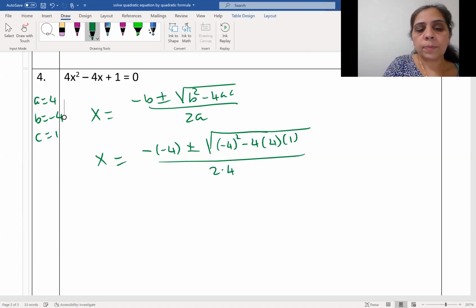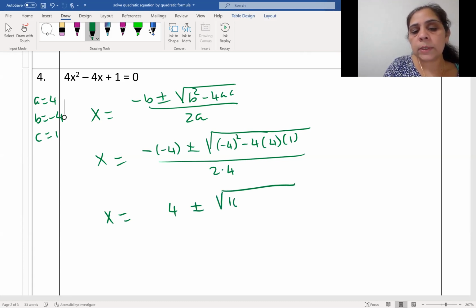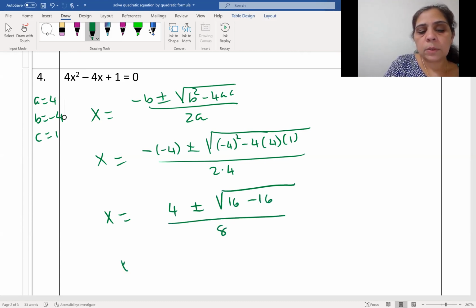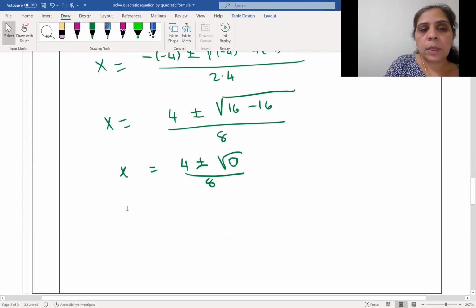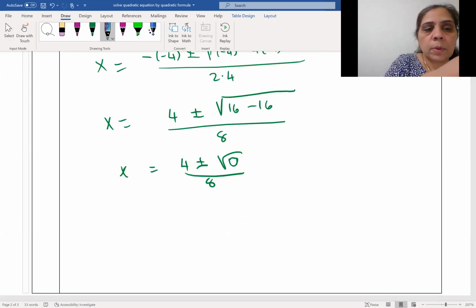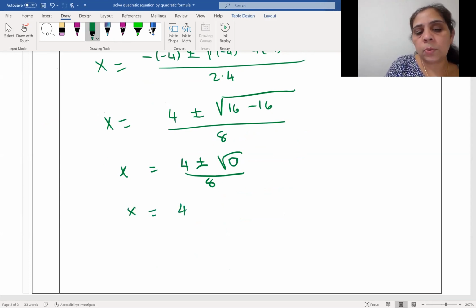Over 2 times 4. So x is 4 plus or minus the square root of negative 4 squared, which is 16, minus 16, over 8. So x equals 4 plus or minus the square root of 0 over 8. The square root of 0 is 0, so 4 over 8. So x is 1/2.